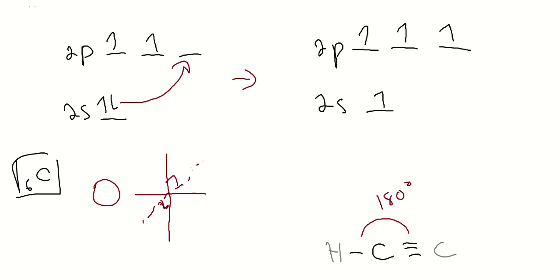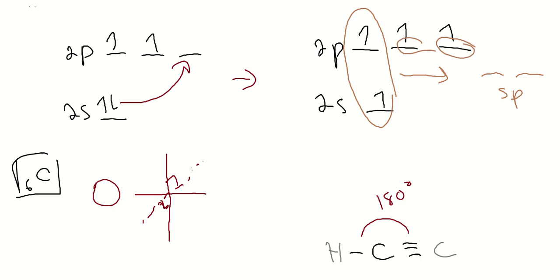Okay, so now since we want two equivalent orbitals, what we can do is mix one of the s's and one of the p's, and these are going to lead to your hybrid sp orbitals. So these are your two sp orbitals, and then these are going to remain unhybridized. They're just going to be your regular px and py. This is your pz, by the way, because that's going to be involved in the sigma bond.